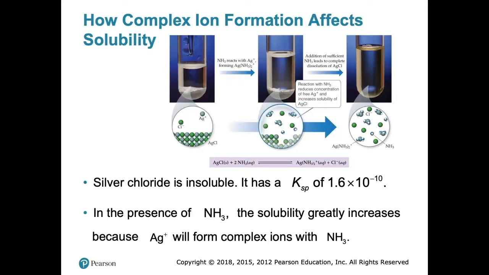Okay, so how do complex ion formations affect solubility? Silver chloride is actually insoluble because it has a Ksp of 1.6 times 10 to the negative 10. In the presence of ammonia, the solubility greatly increases, because silver will form a complex with the ammonia ions. So here we have silver chloride, a solid, with only one ion of chloride and one ion of silver in there. So most of it is insoluble.